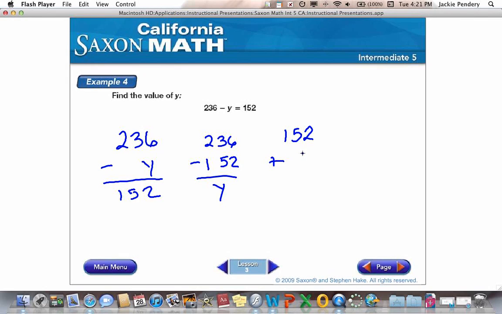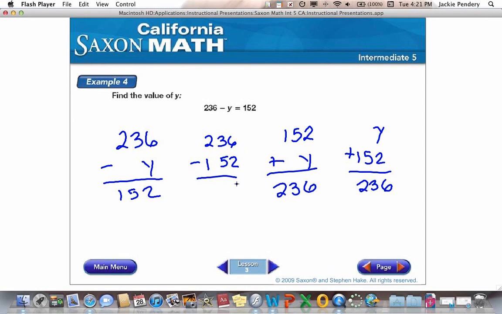152 plus y equals 236, or y plus 152 equals 236. Okay, so again, this subtraction problem right here is the only one that has the variable in the answer, or in the difference. So we will go ahead and solve it.